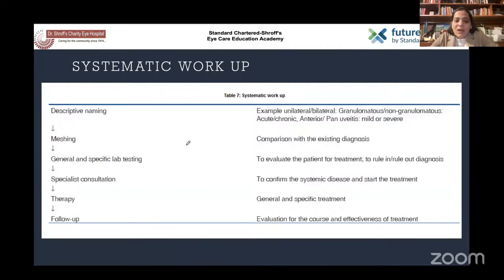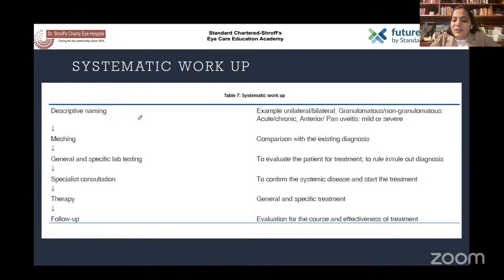So since we saw so many causes of vasculitis, we don't go around working up the patient for everything when we see one. We look at the clues and we always direct our workup towards that diagnosis. So first, when you see the patient, something known as meshing: is it unilateral, bilateral, granulomatous, non-granulomatous, acute or chronic? Which area of the retina is primarily involved? Is it anterior? Is it intermediate? Is it posterior?